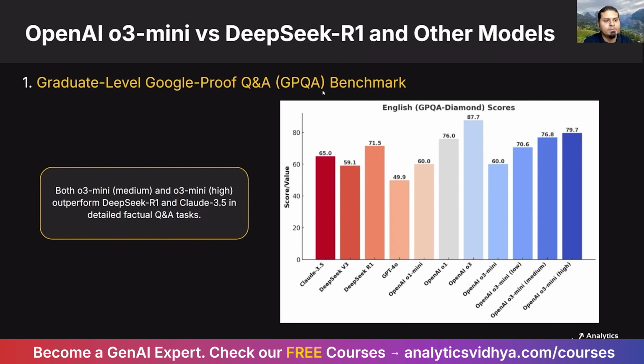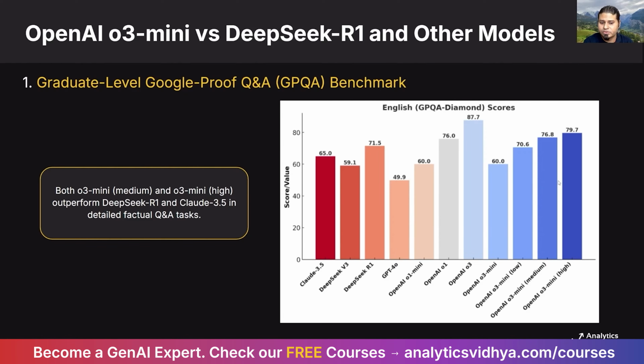So looking at the GPQA benchmark again, as you can see now, we have many other large language models besides the OpenAI family of LLMs. Here, both the o3-mini with the medium reasoning and the high reasoning outperform even DeepSeek R1 and Claude 3.5 in detailed factual question answering tasks on the same GPQA benchmark.